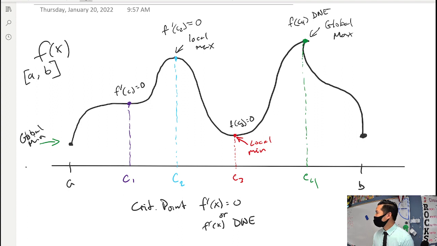How we doing so far? You okay? All right. So here's another question I got for you. What do you think the derivative value is from A to C1? What do you think f prime is?